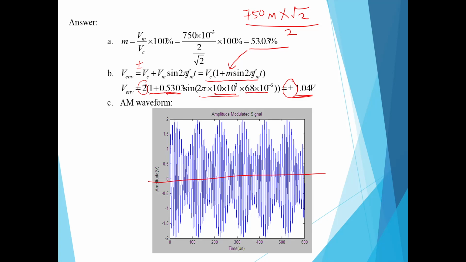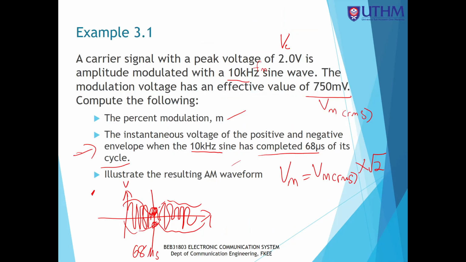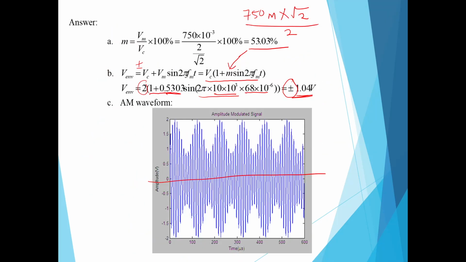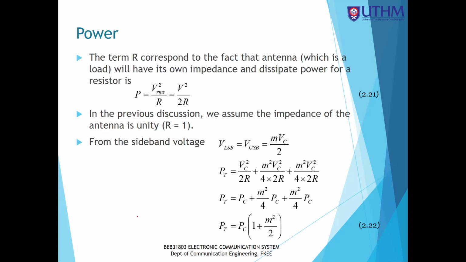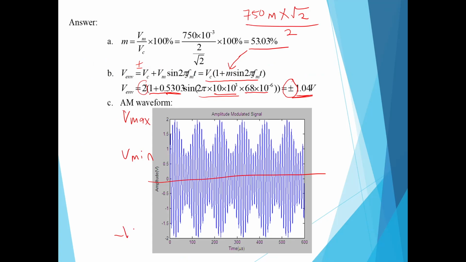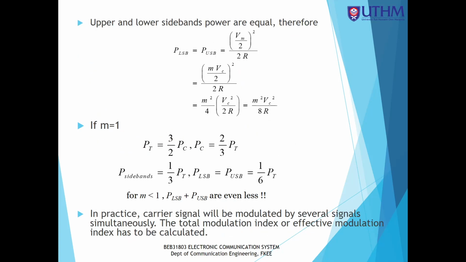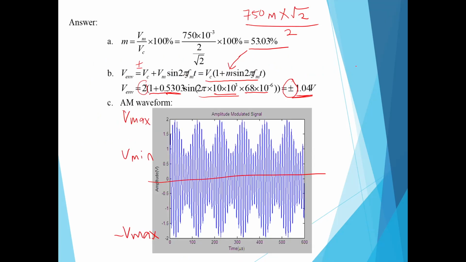Okay. The next one is illustrate the resulting AM waveform. So you can draw the waveform. Okay, you can draw the waveform, but remember, I need to know where is the Vmax. You need to label the Vmax and also the Vmin. How much is the Vmax? How much is the Vmin? Sorry, here is minus Vmax. Here, sorry, here is minus Vmin.